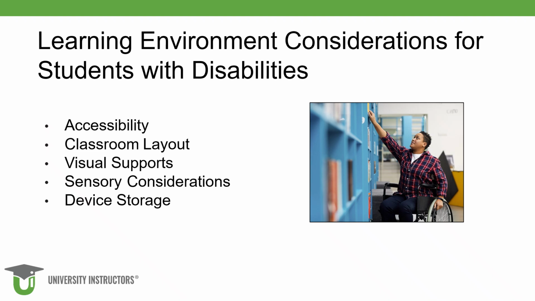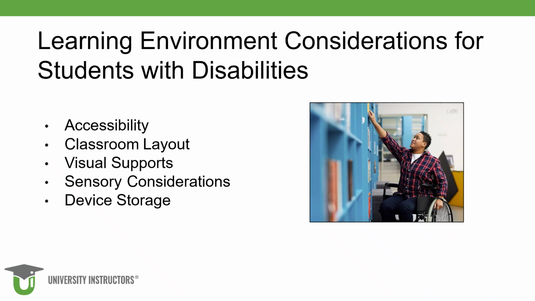When setting up a classroom for special needs students, instructors need to consider various factors to create an inclusive and supportive learning environment. Here are some important considerations. Number 1, accessibility. The classroom should be accessible to students with physical disabilities. This may involve the school providing ramps, wheelchair accessible desks, and adjustable furniture to accommodate different needs.